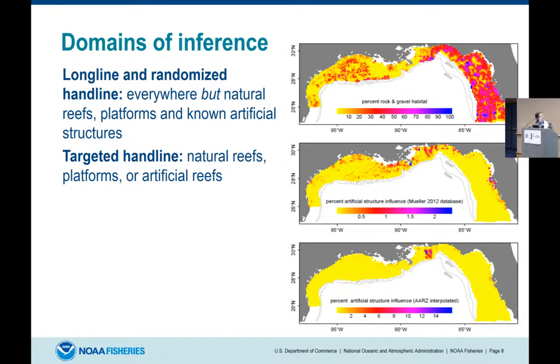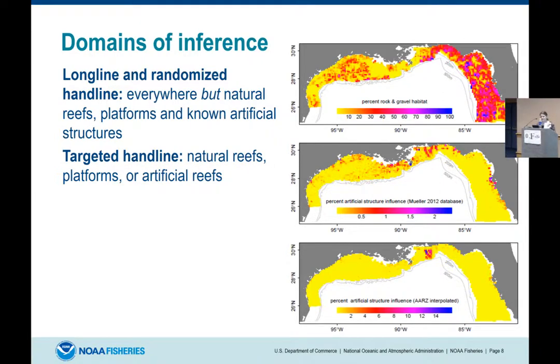So this is a figure of the percent rock and gravel habitat. This is our assumption of the distribution of the natural reefs. And then this map is showing the percent artificial structure influence. This comes from a database that Mark Mueller put together in 2012.